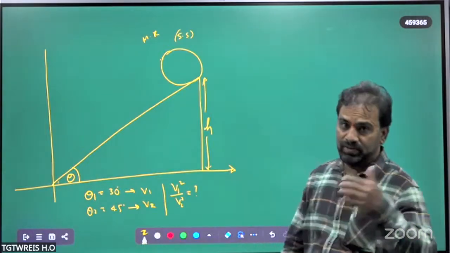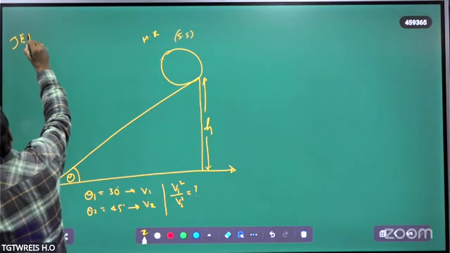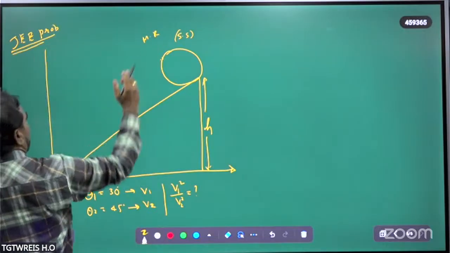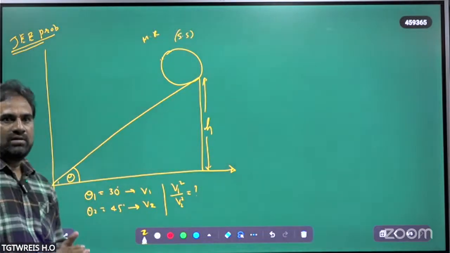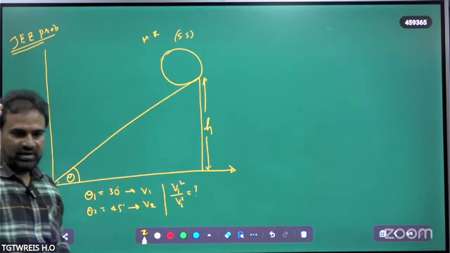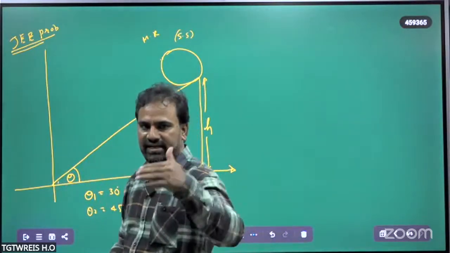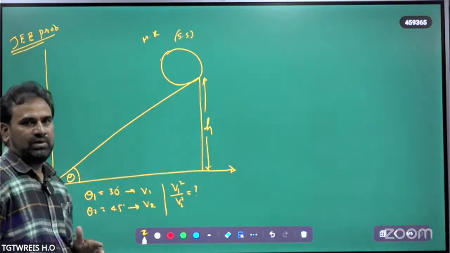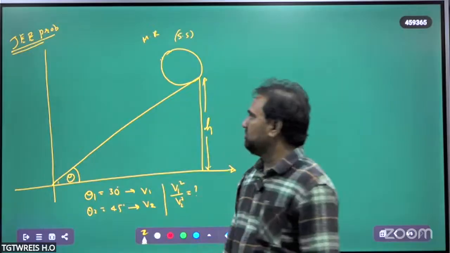I hope you understood this question. This is a JEE problem. A solid cylinder has mass m and radius r, rolling down an inclined plane without slipping. When the angle of inclination is 30 degrees, it reaches the bottom with a velocity of v1. When the angle of inclination increases to 45 degrees, it reaches the bottom with a velocity of v2. Then find the ratio of the squares of the velocities, v1 square upon v2 square.